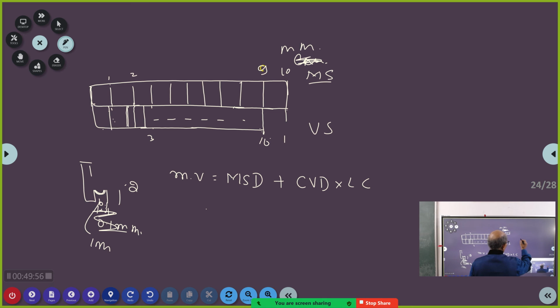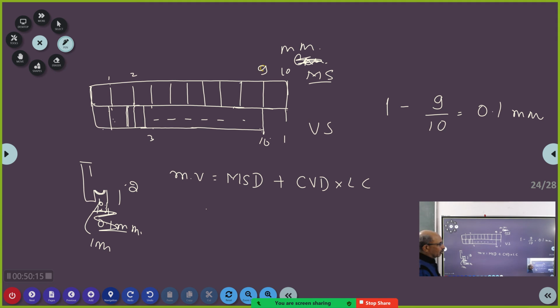then what will the least count be? The least count will be 1 millimeter minus 9 divisions on the main scale divided by the number of divisions on the vernier. So this becomes 0.1 millimeters. That will be the least count. That's how we are going to do it. Did you understand?